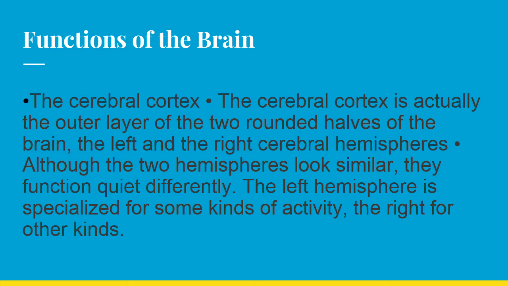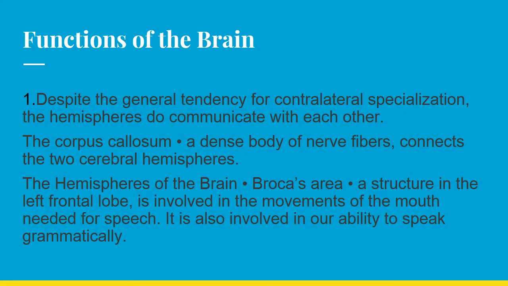Now, what does the cerebral cortex do? It is actually the outer layer of the two rounded halves of the brain, the left and the right cerebral hemisphere. They look similar, but they function quite differently. The left hemisphere is specialized for some kind of activities, while the other kind of activities. The corpus callosum is a dense body of nerve cells, and it connects the two cerebral hemispheres.